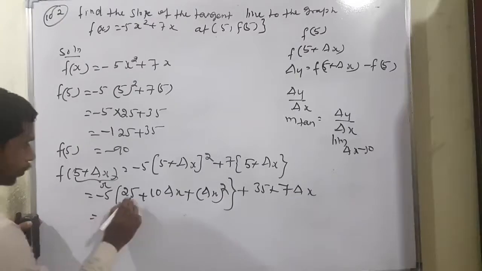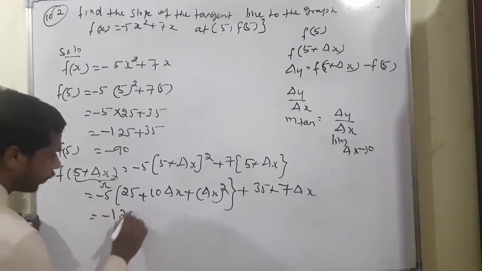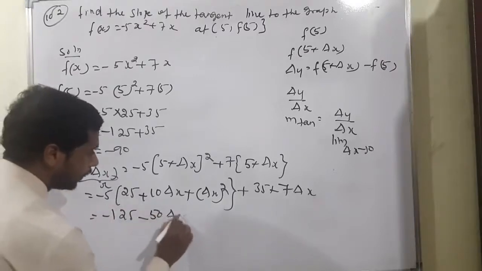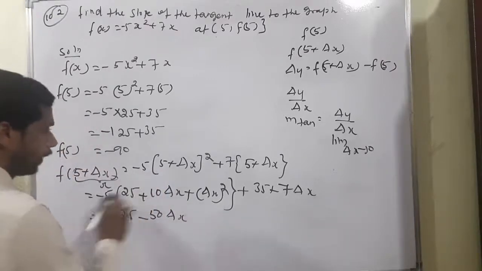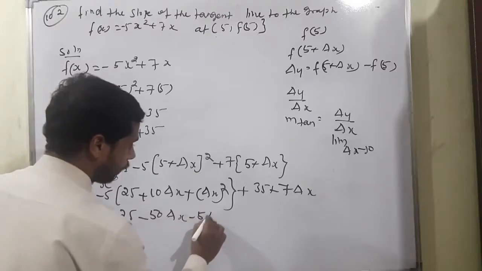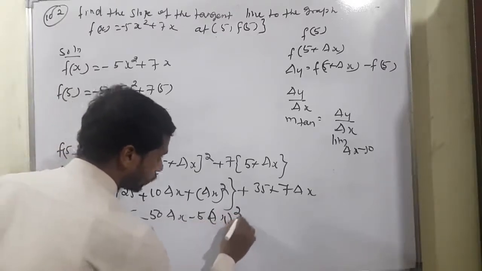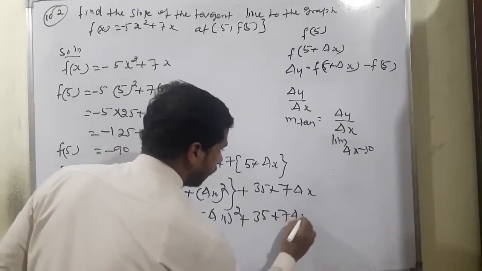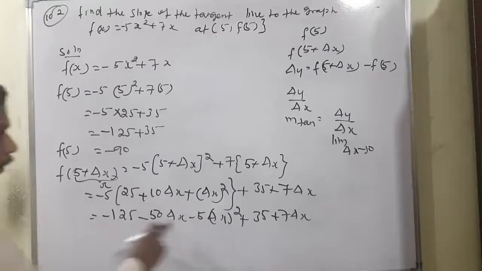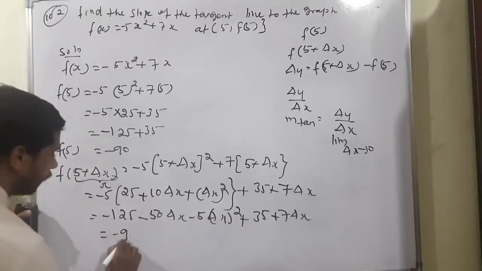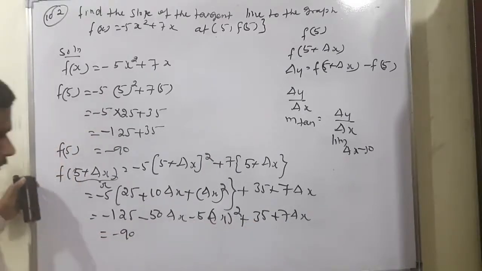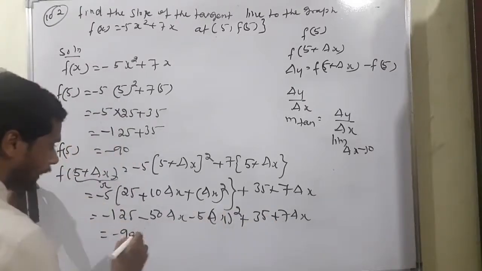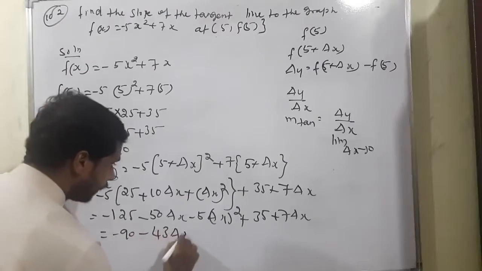Again remove the bracket. 25 into 5, minus 125. Again plus into minus, minus. 10 into 5, 50 del x. Next, minus 5 del x the whole square, isn't it? Last one 35 plus 7 del x. Now minus 125 plus 35, we can write now minus 90. Remaining, so minus 50 del x plus 7 del x, so we can write now minus 43 del x.